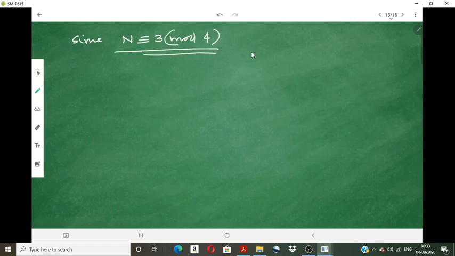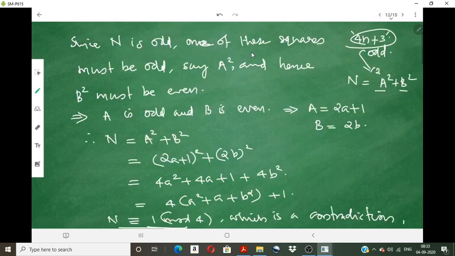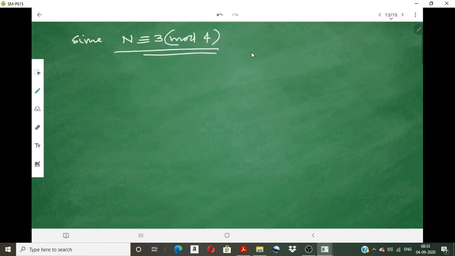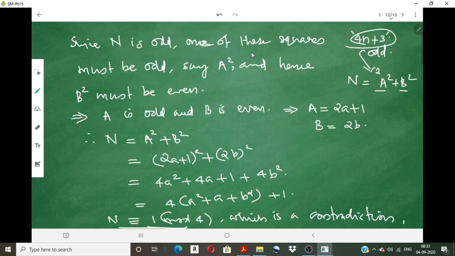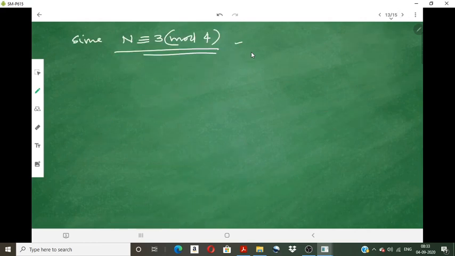The reason is that n is an odd integer of the form 4n plus 3, or n is congruent to 3 modulo 4. This was our assumption, but we have obtained that n is congruent to 1 modulo 4. So this is a contradiction, and this contradiction proves the theorem. Our assumption that n can be written in the form a square plus b square was wrong. So any prime number of the form 4n plus 3 cannot be written as the sum of two squares.